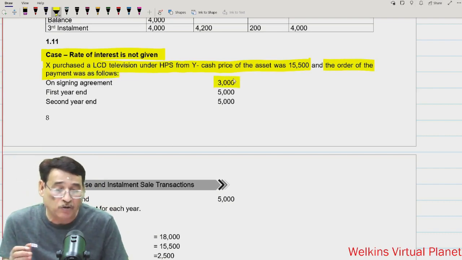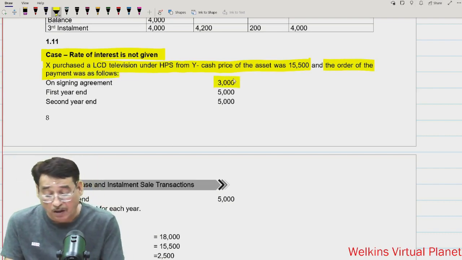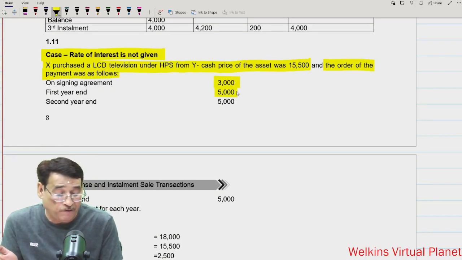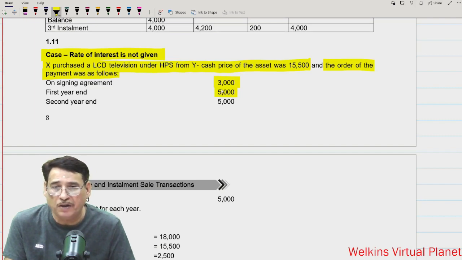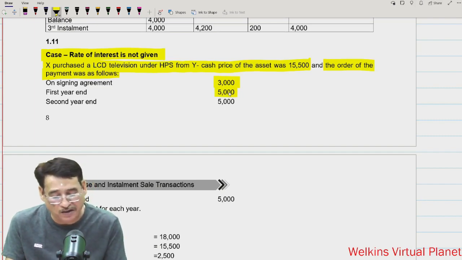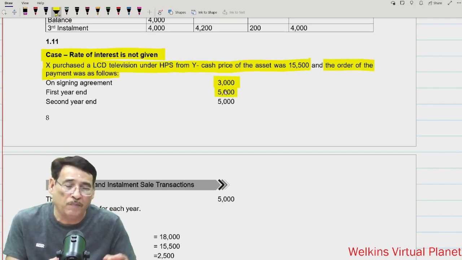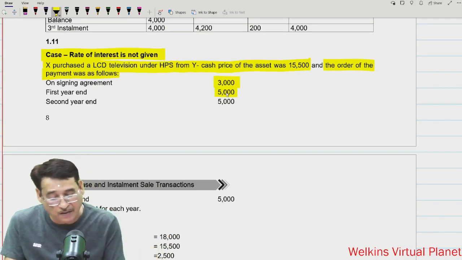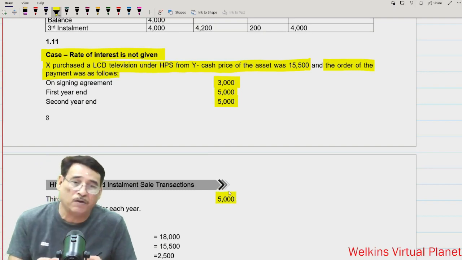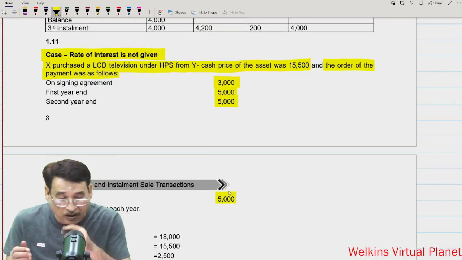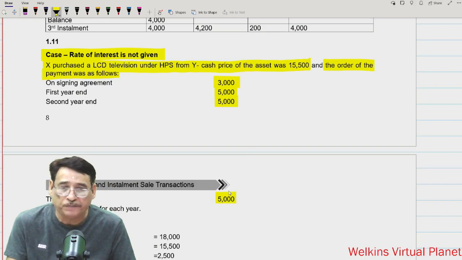On signing, you are paying 3,000. At first year end, we are paying 5,000. Could you tell me, is this 5,000 a pure installment or a gross installment? This is a gross installment because this time it is not written that installment plus interest. So this time it is a gross installment. This is also a gross installment and this is also a gross installment. So this time the rate of interest is not given.